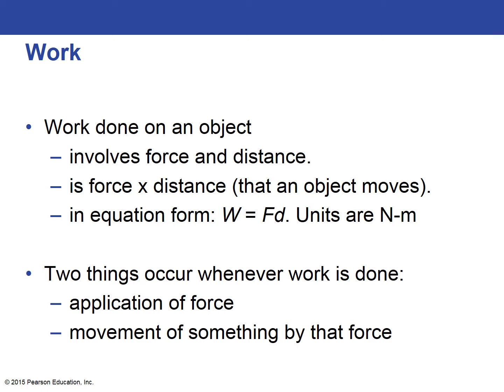So if I apply a force of 1 newton to a rolling ball on a billiard table over a distance of 1 meter, then I will have done 1 newton meter of work on the object. So that's the basic idea: work is force times distance, and the object has to actually move. Now, two things occur when work is done: there's the application of force, and there's the distance over which the object has moved.